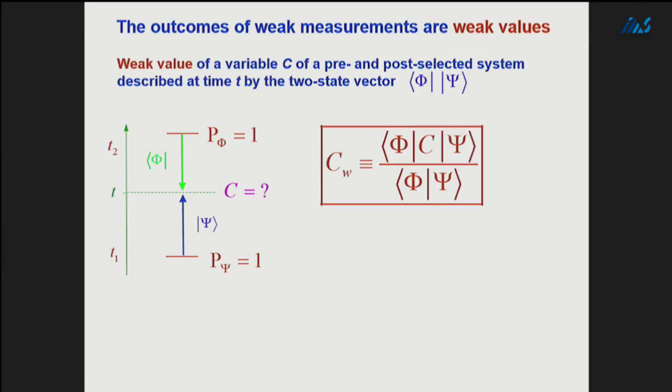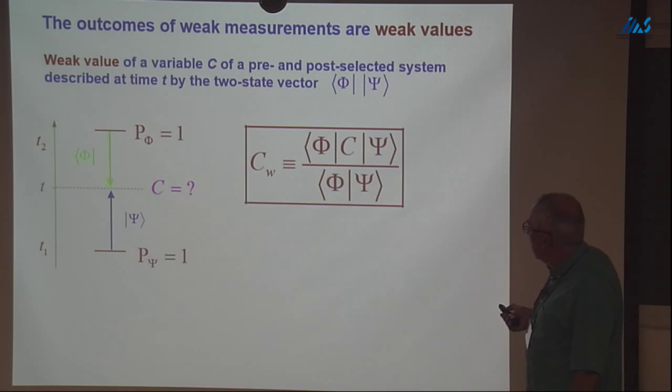The interesting part is that if we make a weak measurement here, a measurement which will not significantly disturb psi and not significantly disturb phi, then I claim that effectively we will measure the weak value. This is the expression for the weak value. It might be very big if psi and phi are almost orthogonal. And it is complex. It's not a real number anymore.